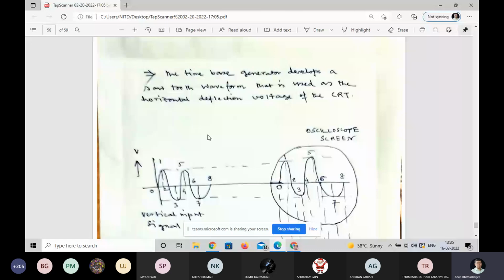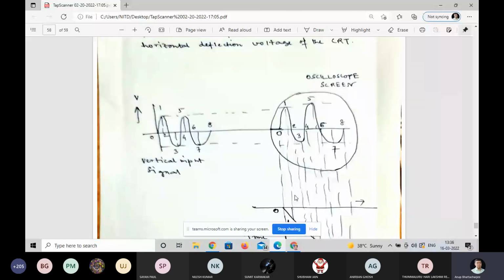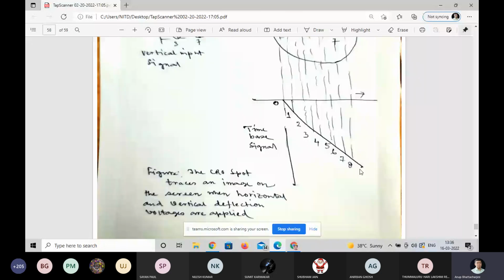This is shown in the figure. This is the sawtooth sweep voltage, which is applied to the horizontal plates, and the sine wave signal is applied to the vertical plate. What I mean to say, as the caption of the figure says, is that the CRO spot traces an image on the screen when horizontal and vertical deflection voltages are applied.